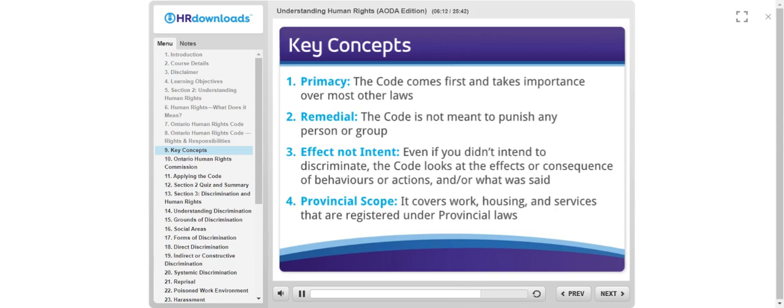Fourth, the Code has provincial scope in that it covers work, housing, and services that are registered under provincial laws. For federal workplaces and services such as banks, the Postal Service, airlines, and the federal government, the Canadian Human Rights Act will apply in these cases.